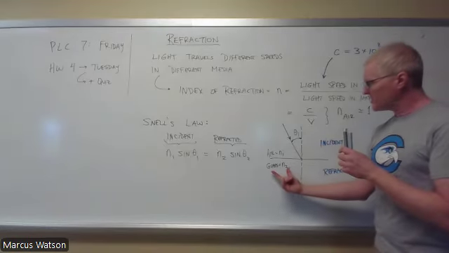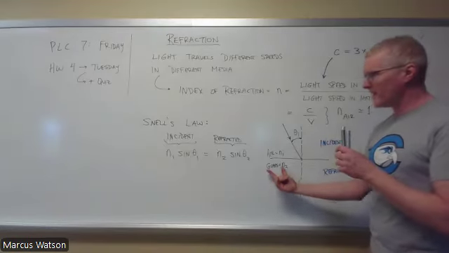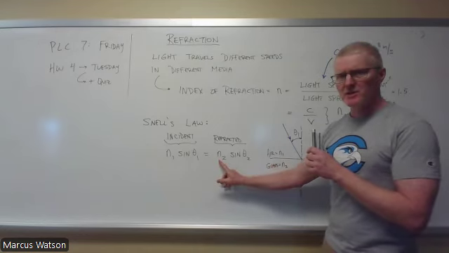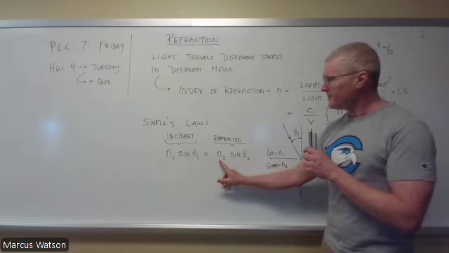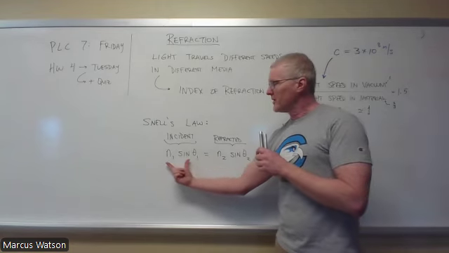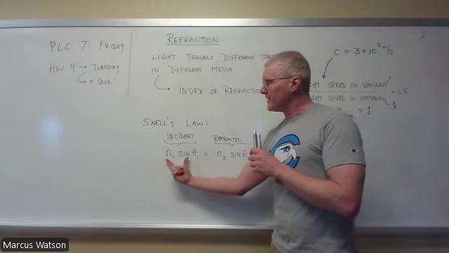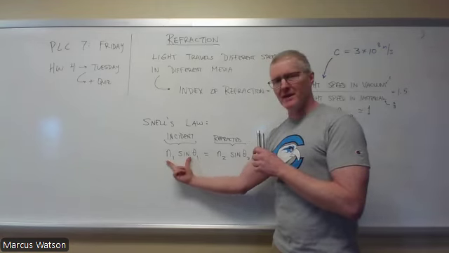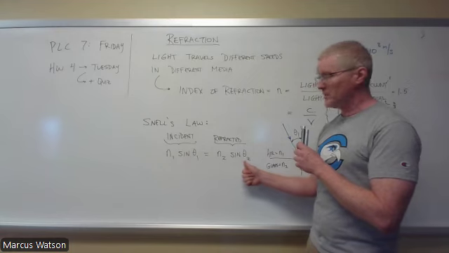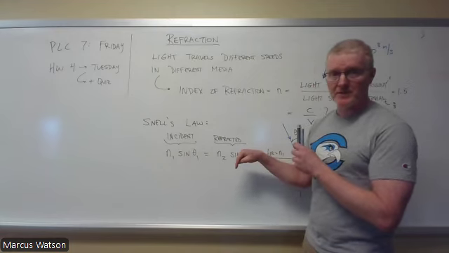So here for glass, we're going to say this is going to be a bigger quantity. This N2 is a larger quantity. So if I were to think about the quantity of n1 times sine theta 1, and I'm going to increase n, what do you suppose that means I'm going to have to do to sine theta 2? Well, that's going to have to decrease.